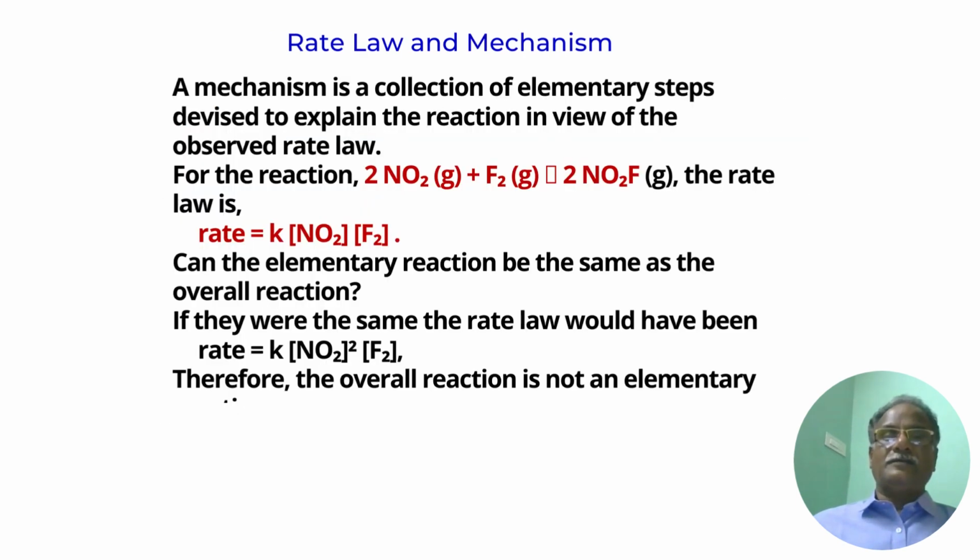Rate law and mechanism. A mechanism is a collection of elementary steps devised to explain the reaction in view of the observed rate law. Here, the rate law for the given reaction has been written. Can the elementary reaction be the same as the overall reaction? This is the question here. If they were the same, the rate law would have been like this. Therefore, the overall reaction is not an elementary reaction.